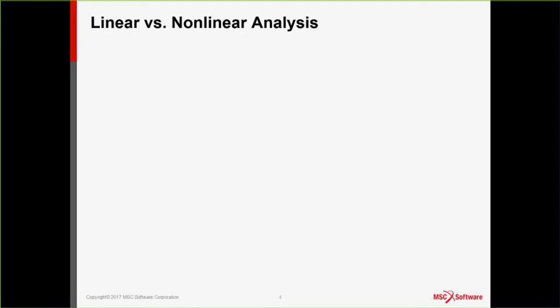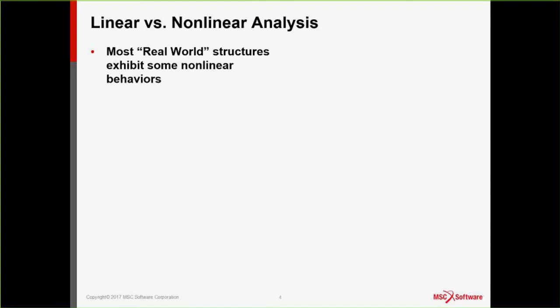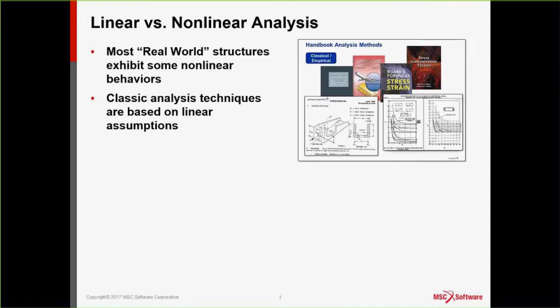Now first, let's take a look at just linear versus nonlinear analysis. Most real-world structures do exhibit some nonlinear behaviors. But as structural analysts, we've been used to doing classical solutions, hand calculations from handbooks, for a long time. And these equations and formulas are based on linear assumptions. You go to your favorite handbook, Roark or Perry, and get the equation you need, and you solve it very quickly because we assume it's linear. And often with these linear methods, we also have built-in conservatism. It's part of the methodology to make sure our solutions are conservative.